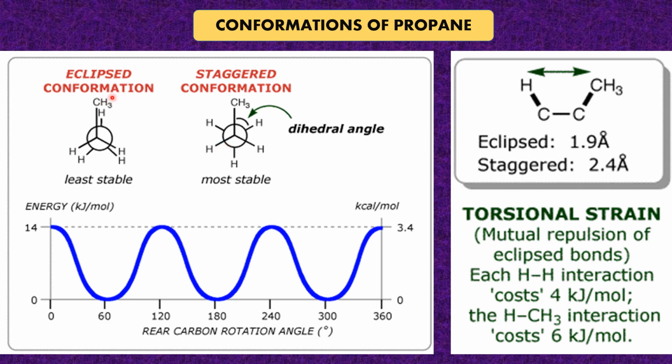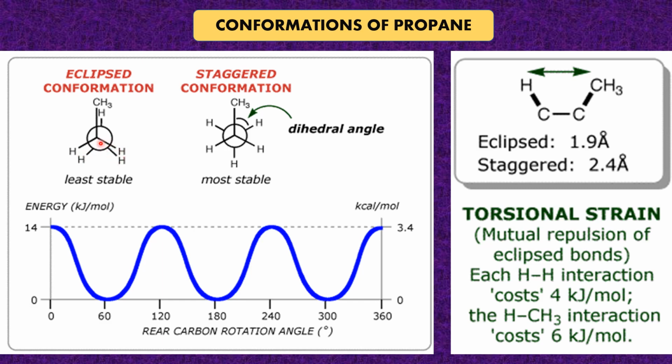This higher energy is due to the eclipsing repulsive interaction between the bonded electron pairs present in the front and back carbon atoms. This is the front carbon connected to two CH2 hydrogens and one methyl group. The backside carbon is connected to three hydrogen atoms. So in between these two bonded electron pairs, there is a repulsive interaction that increases the energy of the molecule by 4 kilojoules per mole.